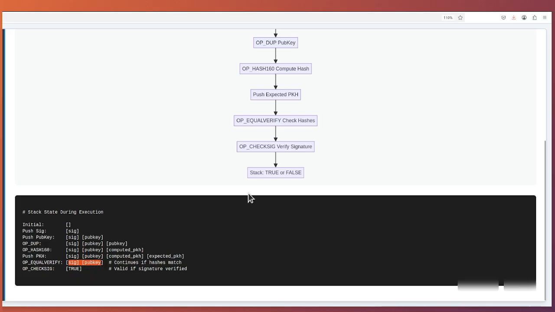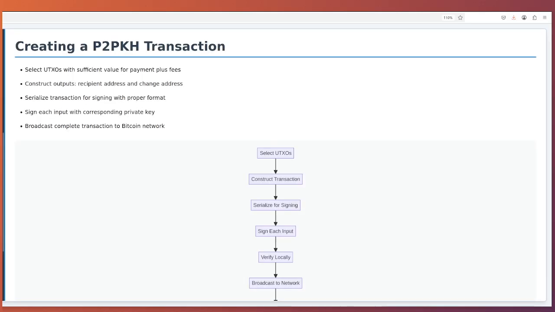It then reconstructs the transaction hash that should have been signed, and uses the ECDSA verification algorithm to check if the signature is valid for that hash and that public key. If the signature is valid, OP_CHECKSIG pushes true onto the stack. If invalid, it pushes false. For the transaction to be valid, the stack must end with a true value after all operations complete. This entire process ensures that only someone with the correct private key could have created the signature, proving ownership of the funds.